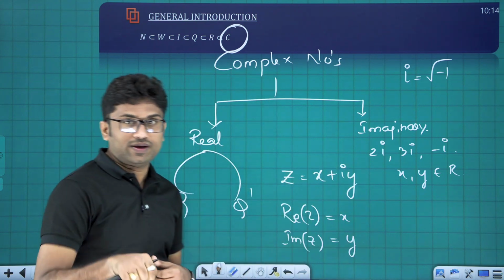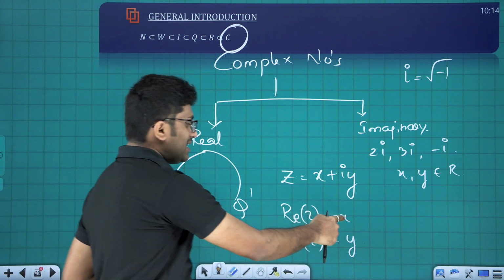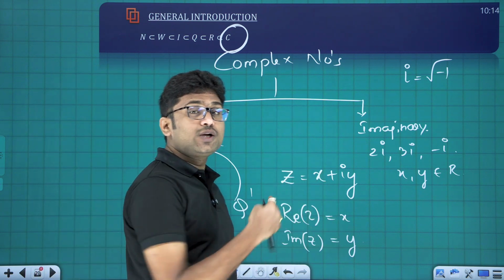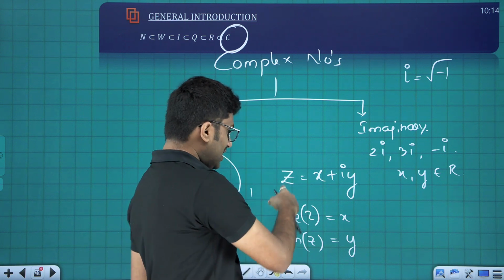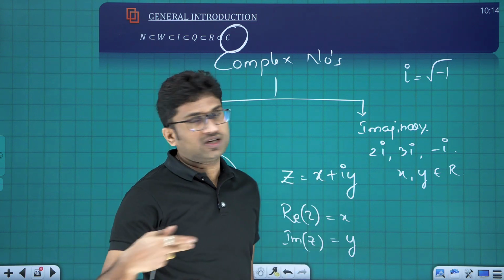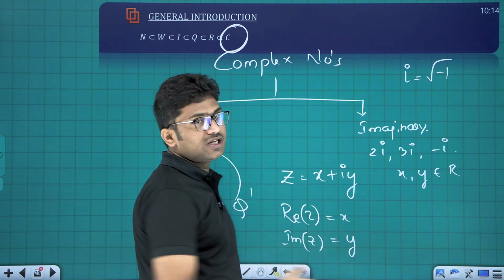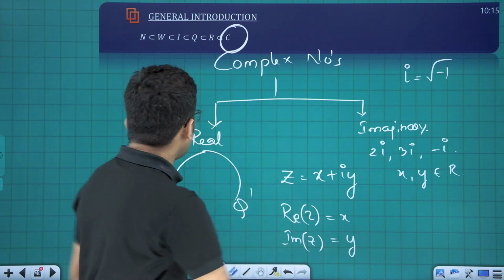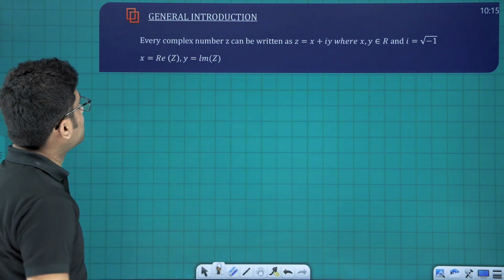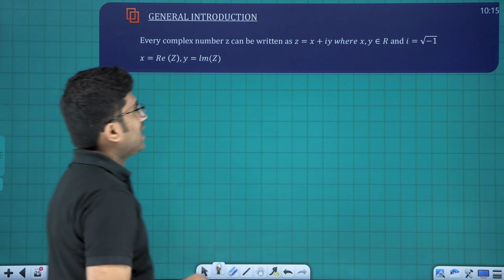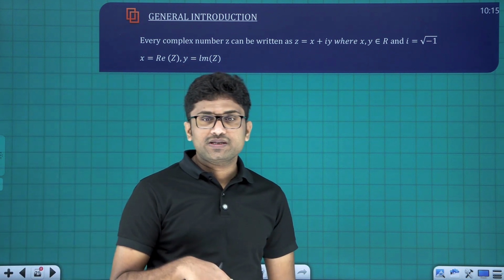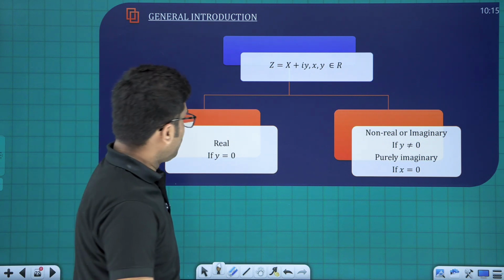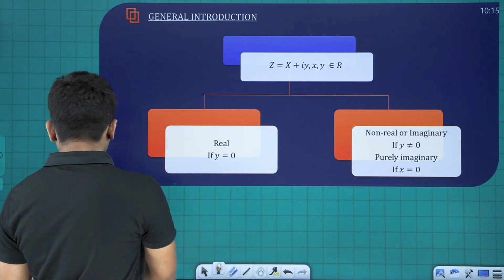Not iy, only y. Now if this real part is 0, friends, if this x is equal to 0, then z is said to be purely imaginary. Z equals only iy, purely imaginary. If y is 0, that is the imaginary part is 0, then z is purely real. Next. So every complex number z can be written in the form z is equal to x plus iy, where x comma y are any two real numbers and i is equal to root over -1. Just now we have seen this, friends.